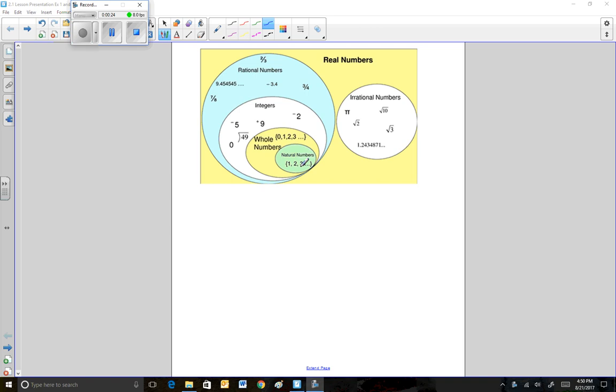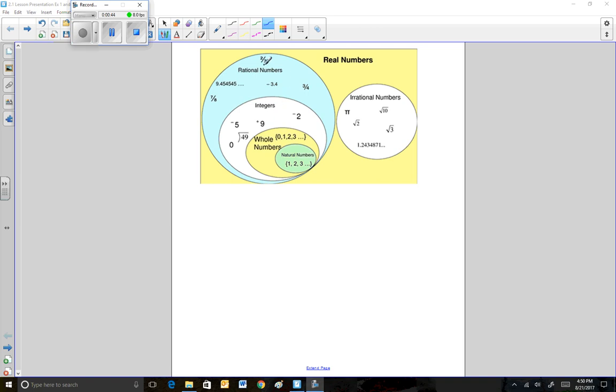Natural numbers are numbers you count by, 1, 2, 3, and so on. Whole numbers include all the natural numbers plus the number 0. Integers: positive and negative numbers are all considered integers. When they're whole numbers and they're positive or negative, they will be referred to as integers.